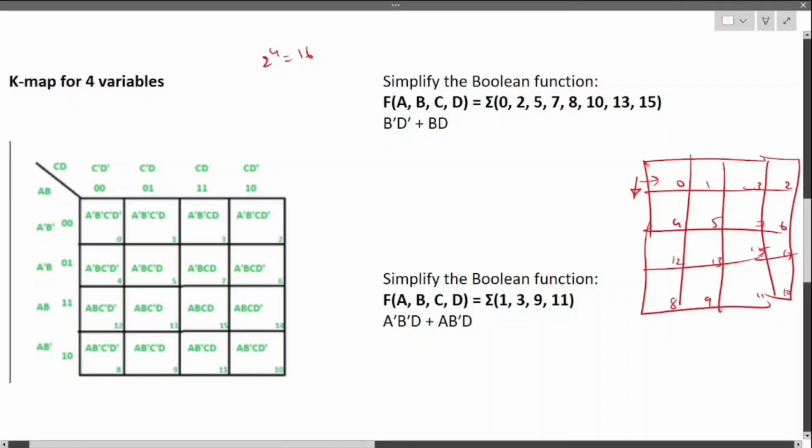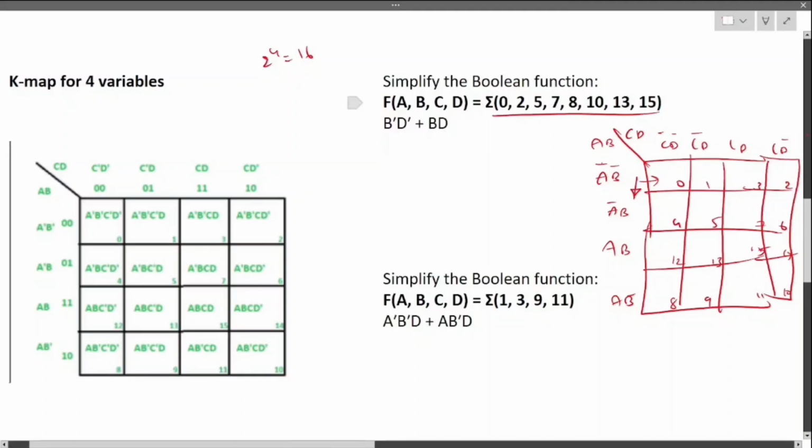Now it is a 4 variable map, like A, B, C, D. I am explaining one thing: A bar B bar, A bar B, A B, A B bar, and similarly C, D. You need to learn these bar patterns by heart, like this. See how I am doing. You get it by practice also, but you need to learn this by heart, because it will help you make the diagram easily in your exam.